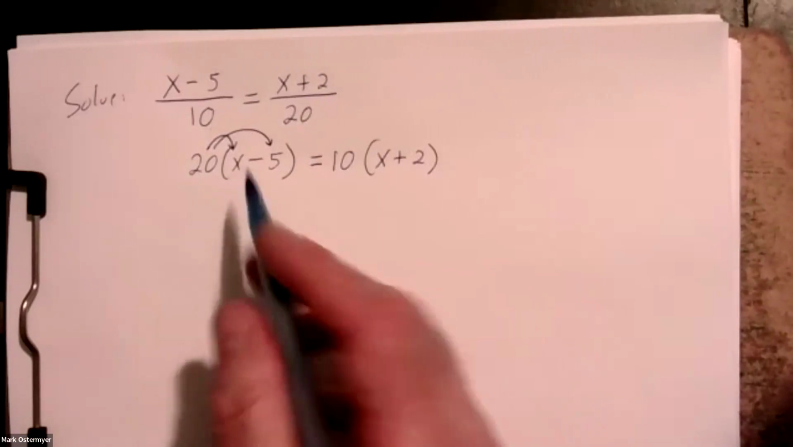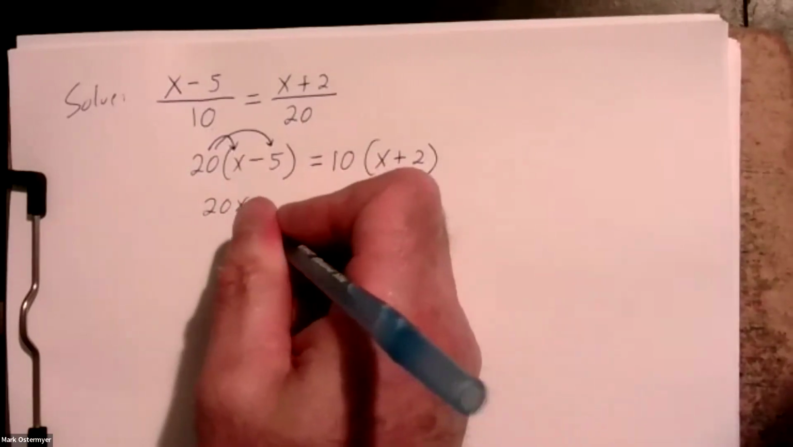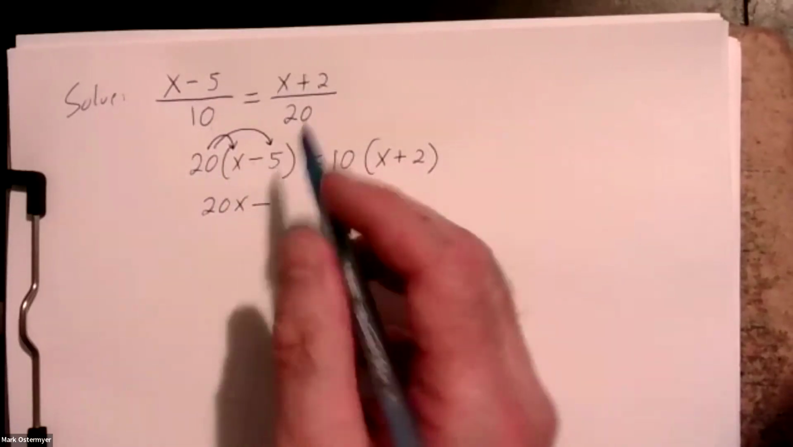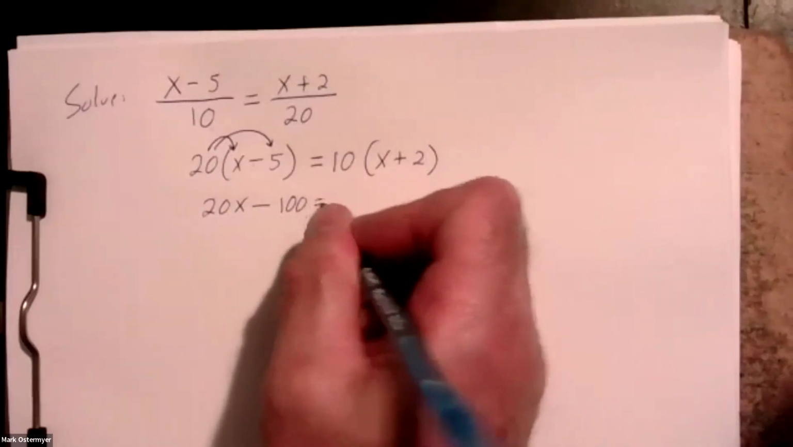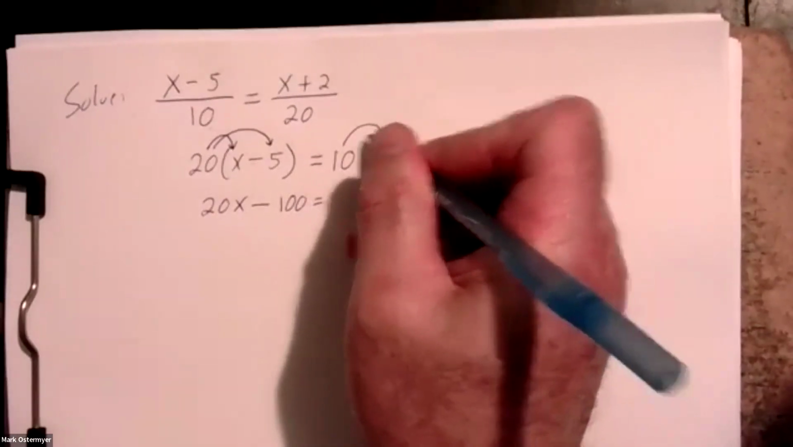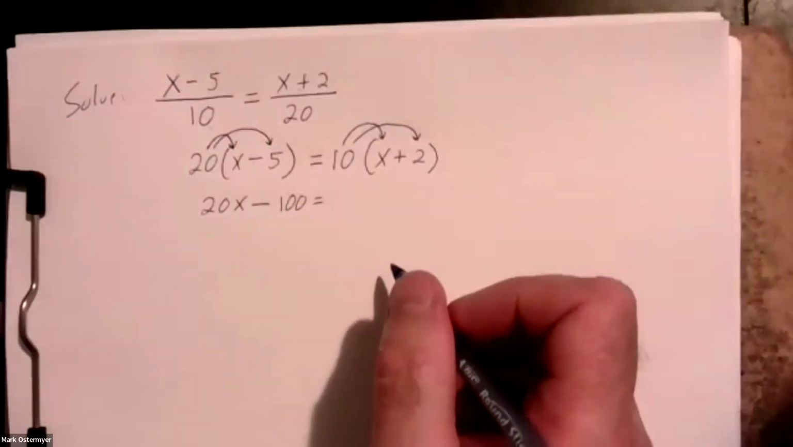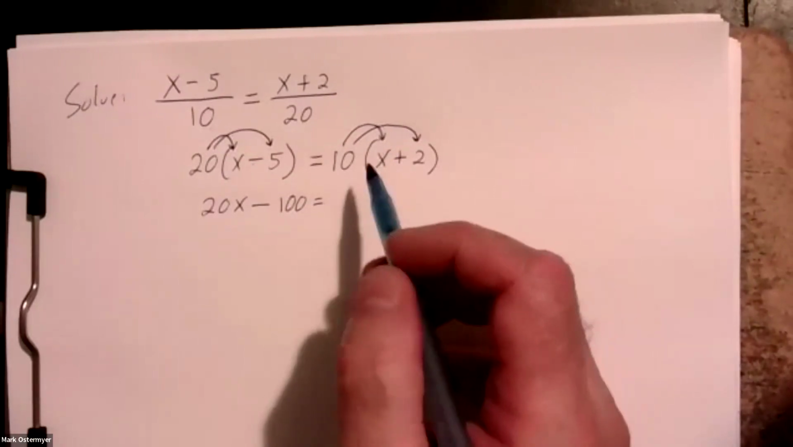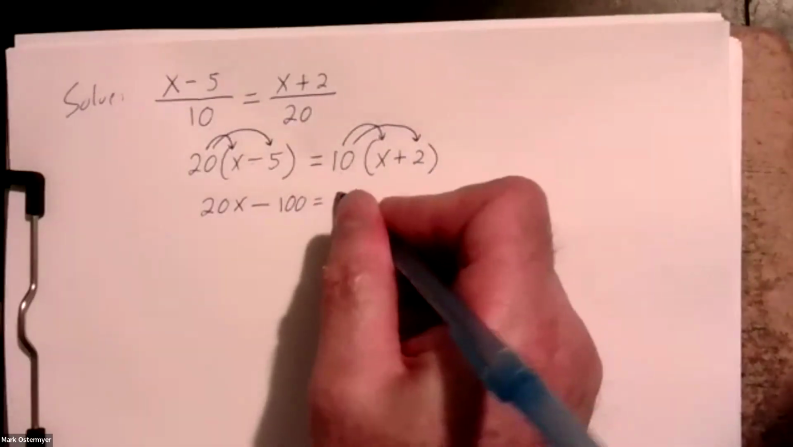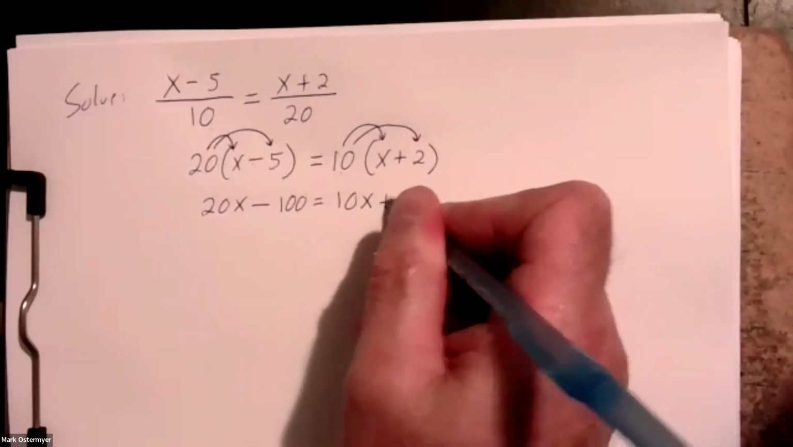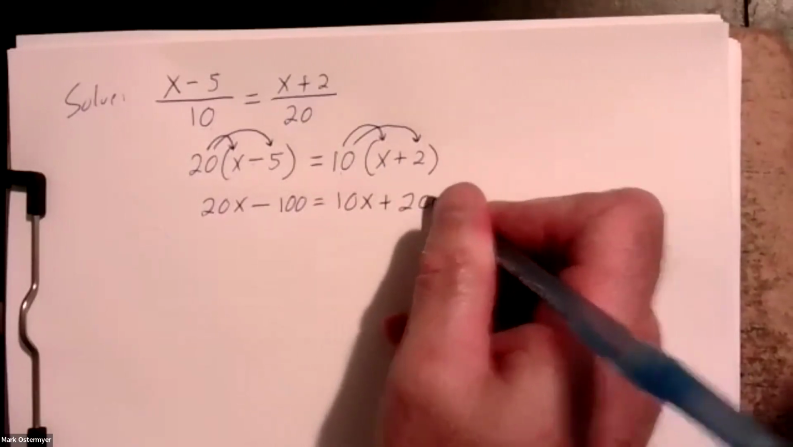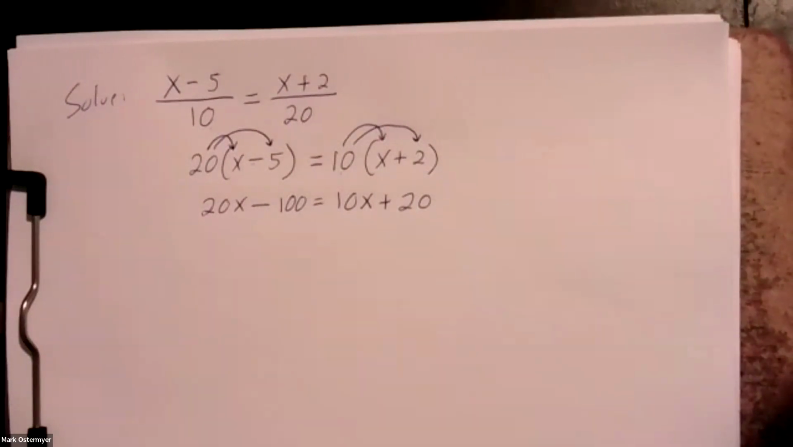We can distribute here: 20 times x is 20x, minus 20 times 5 is 100. Using our distribution property on the right side of our equation, 10 times x is 10x, plus 10 multiplied by 2 is 20. And now this is a linear equation that we have to solve for x. To do so, we need to get x on one side of our equation, eventually all by itself, and our answer would be on the opposite side of the equation.